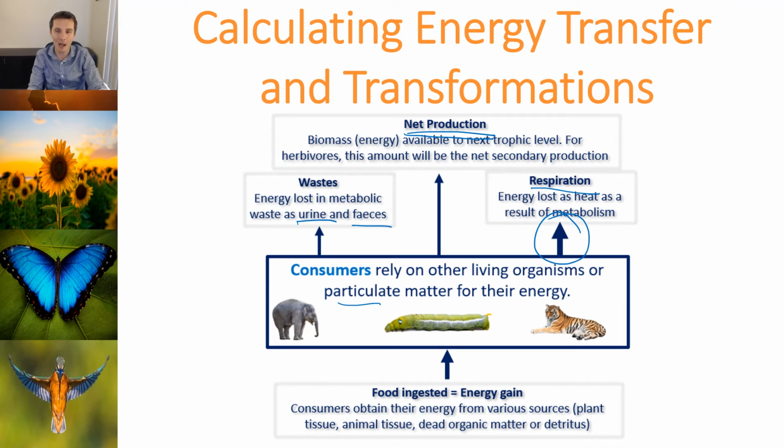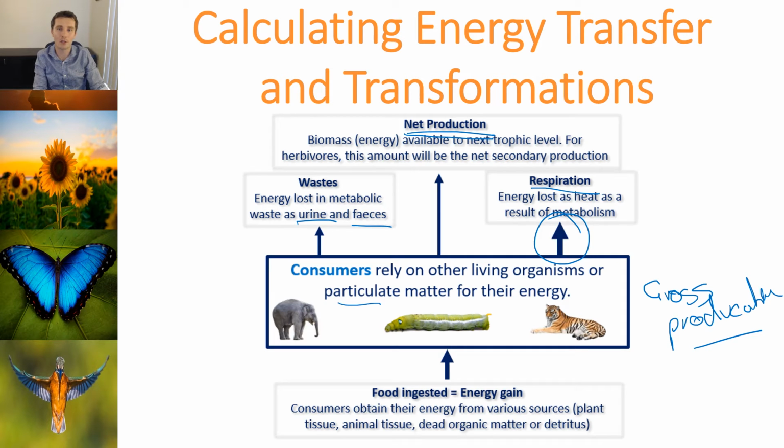When you consider how much they consume, well, we're talking about their gross production. All right, so the amount that's actually sort of consumed there. However, when we take out, just like we did with the plants, the energy lost as respiration, we have our net production. So this is the biomass, or the energy available to the next trophic level. For herbivores, this amount will be the net secondary production, because obviously they're the second ones in, and so on.